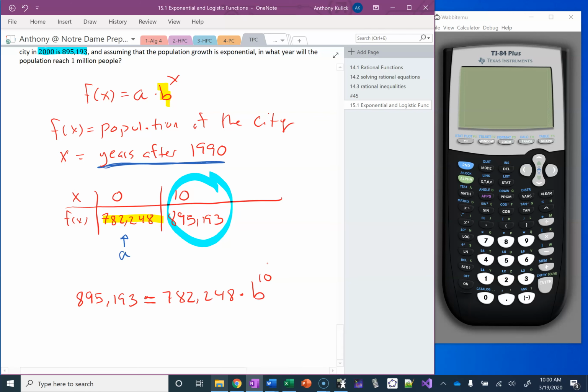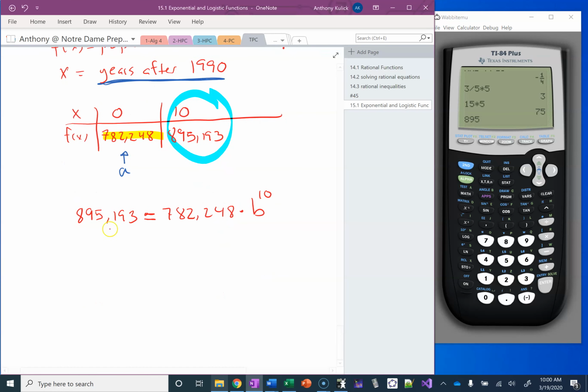Everybody okay there? So to solve this, I'm just going to divide both sides by the 782,248. You know what? Let's just write that as a fraction. We're going to do this all in one step on our calculator anyways. I just have to organize it so it makes sense as to what I did. So there we go. I divide both sides by the 782,000 and change.